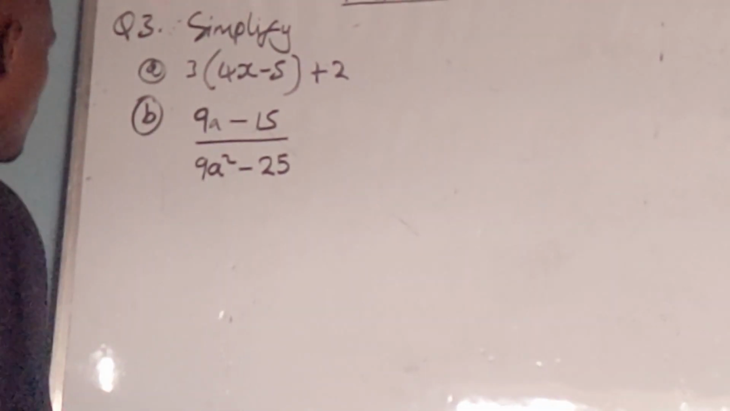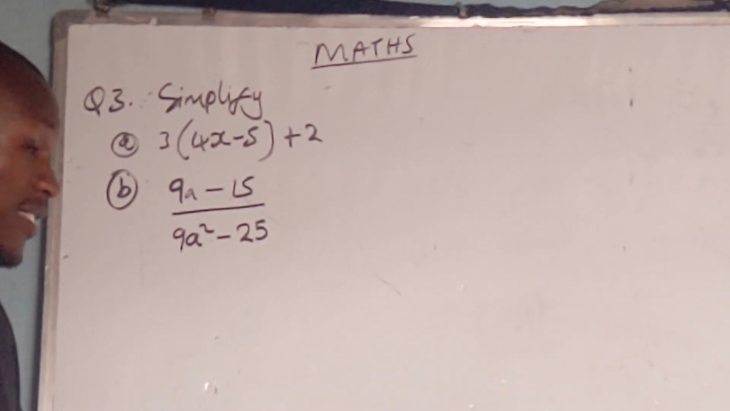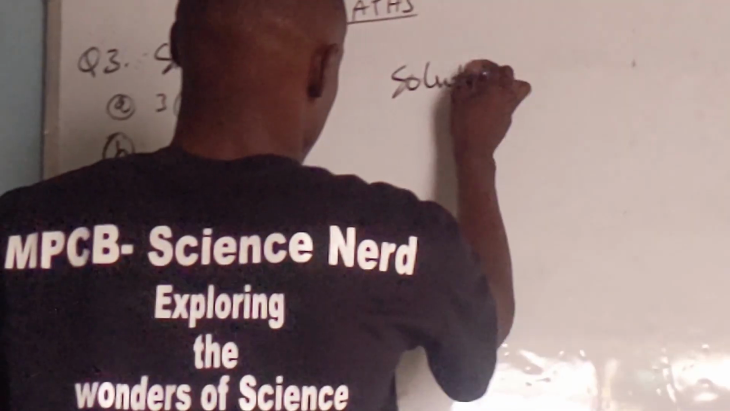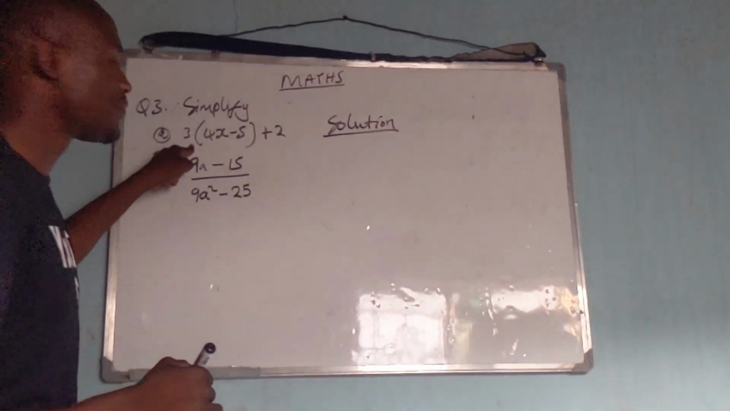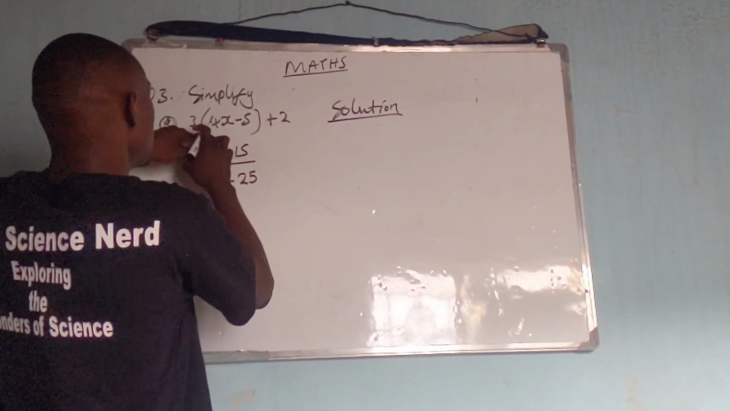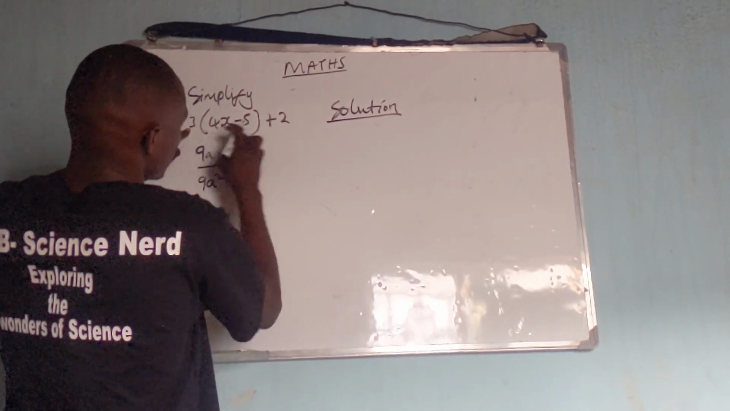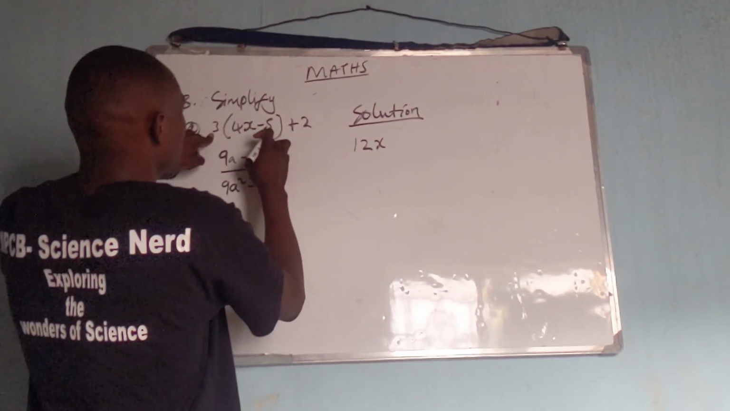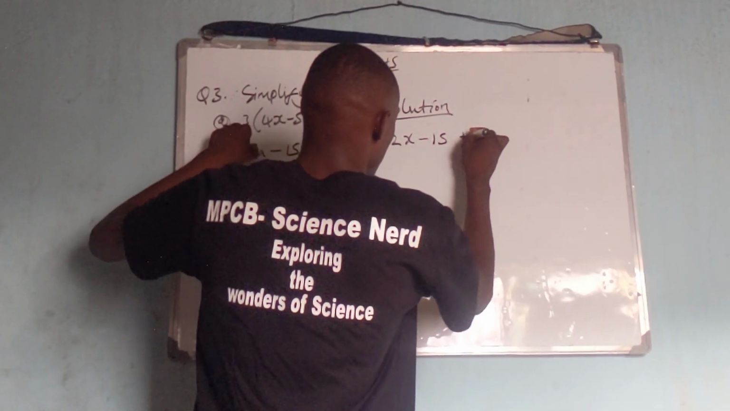The first one is 3 open 4x minus 5 close bracket plus 2. Solution. First, we are going to expand. So we are going to use distributive law to expand this equation. 3 multiplied by 4x is 12x. 3 multiplied by negative 5, which is giving us negative 15, plus 2.